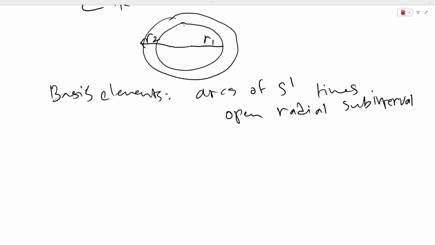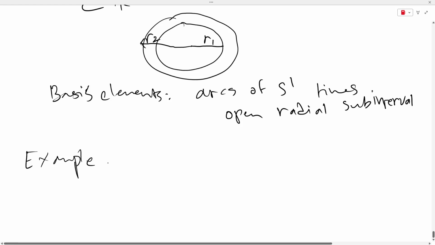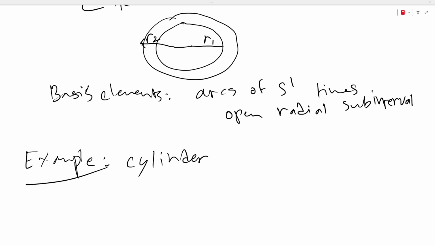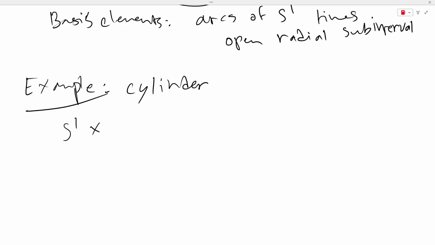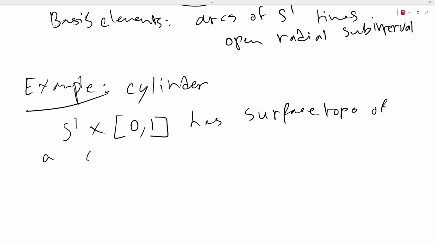Now we can also create a cylinder. If you take S1 times the closed interval 0 to 1, this has the surface topology of a cylindrical shell. It's like this.